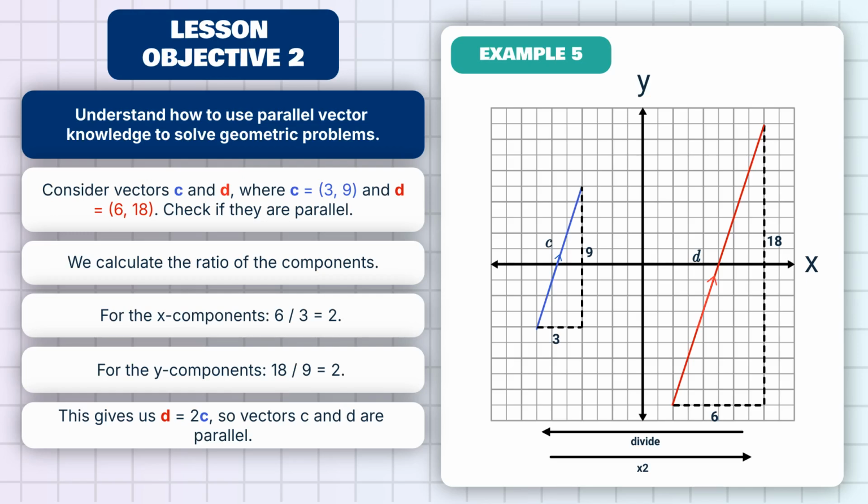These examples demonstrate the process of identifying and using parallel vectors in geometric arguments. Remember, the key is to check if one vector is a scalar multiple of the other.